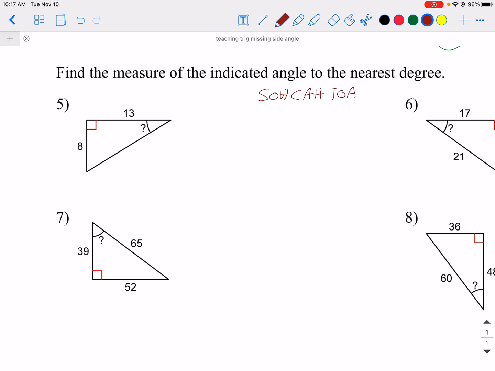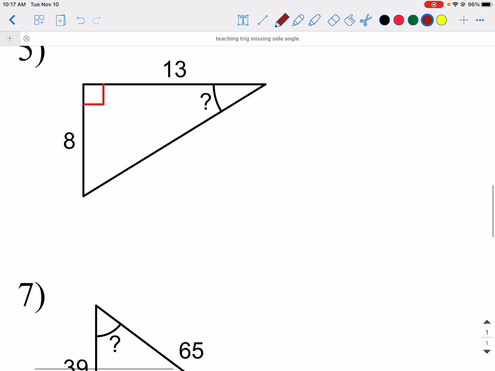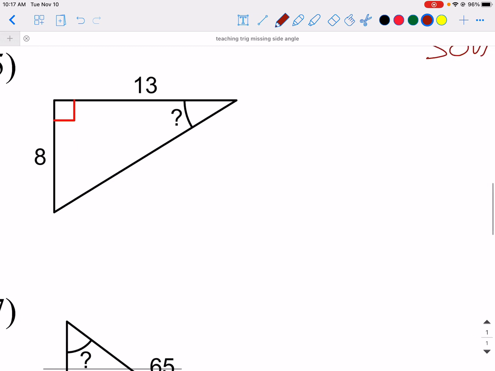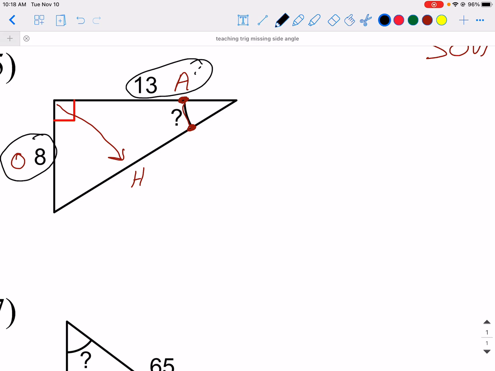All right, so starting with number 5, we're finding to the nearest degree. The first thing you do after you sketch this is identify your sides. Opposite the right angle is your H. What always touches the angle that you're talking about and the H? The adjacent. So that is your opposite. Then you look at the ratio given. I've got an A and an O with values.